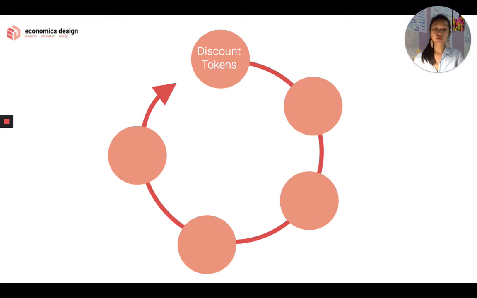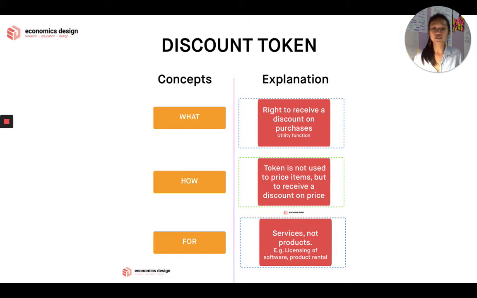So let's start off with discount tokens. We talked about discount tokens last lesson, and we said that this is one of the properties that tokens could have. What are discount tokens? A discount token is a right to receive a discount on purchases. So it's kind of like a utility function. It does have some form of monetary value, but it's for you to access the ecosystem to get a discount.